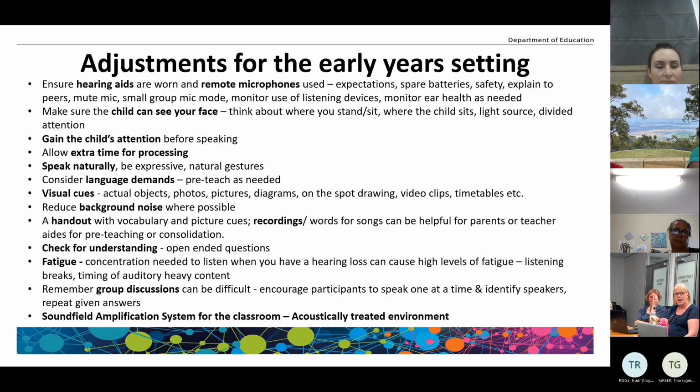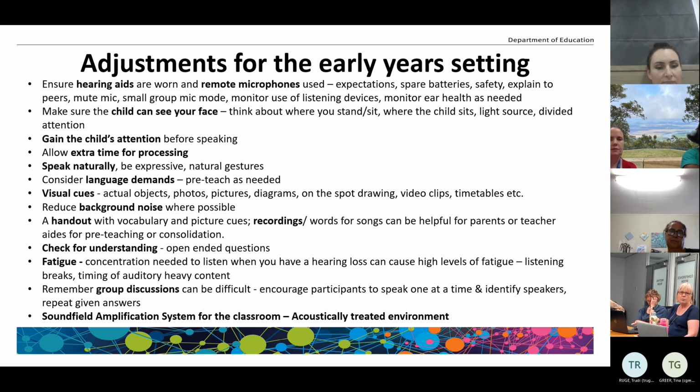With younger kids, having a handout or a recording or something so that parents can sing songs and read stories, whatever, at home. So that, like I said before, kids have that knowledge beforehand, so you're pre-teaching them some stuff or consolidating what they have done during the day.